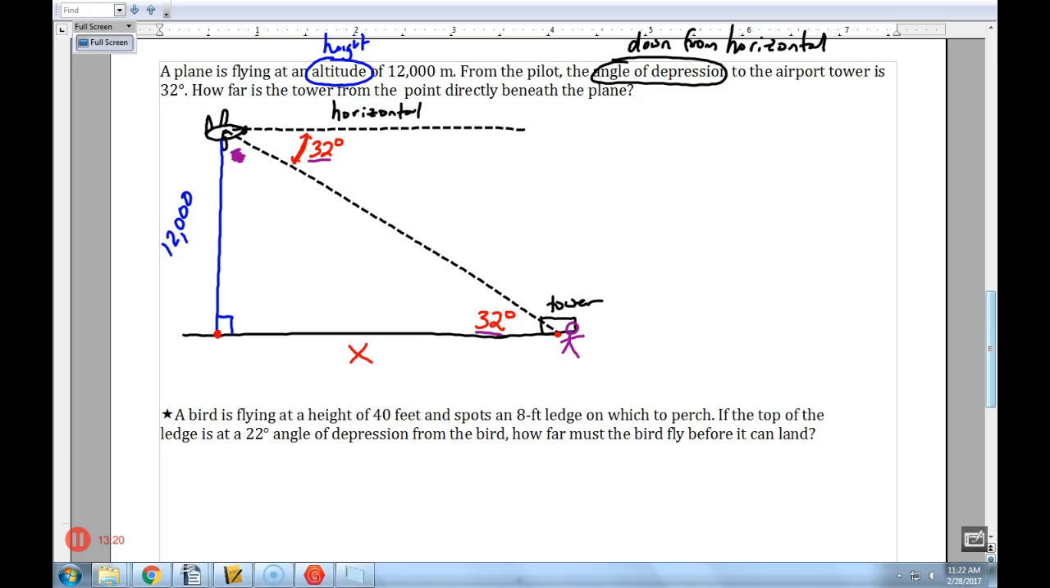All right, so standing here, I label my triangle. This side would be the opposite according to my guy. This side would be the adjacent. So again, this looks like a problem for tangent. So the tangent of my guy standing at 32 degrees is opposite over adjacent.